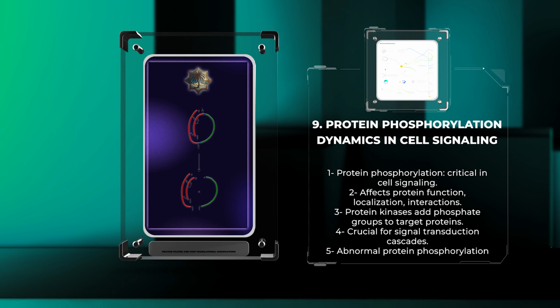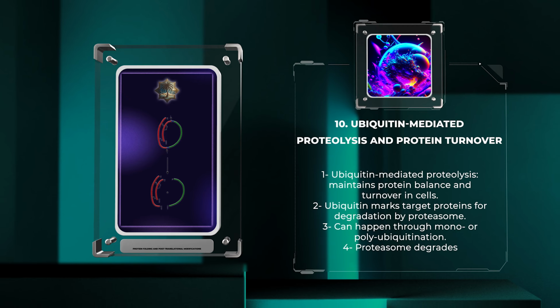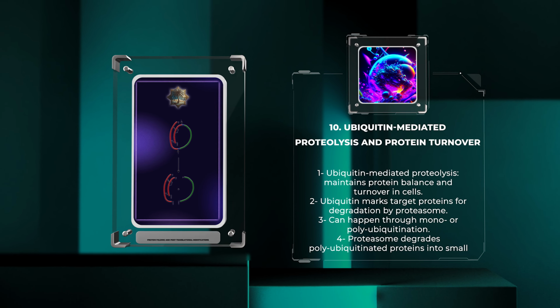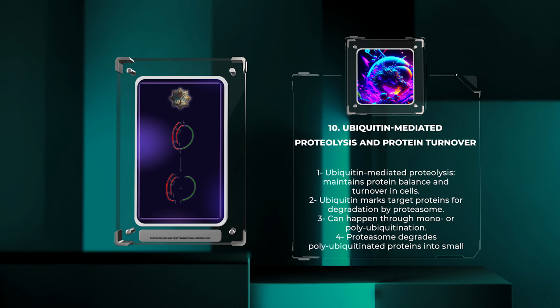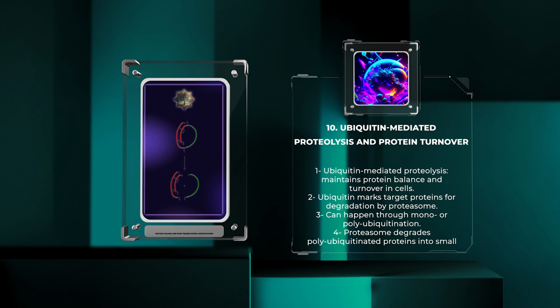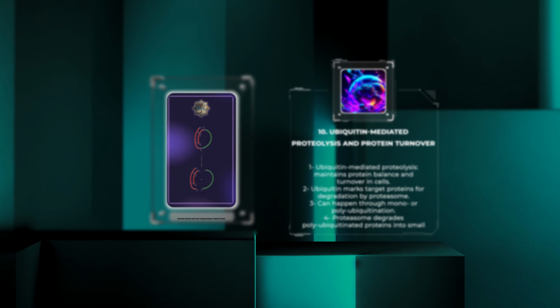for therapeutic interventions. Ubiquitin-mediated proteolysis is a crucial process for maintaining protein balance and turnover in cells. Ubiquitin gets attached to target proteins, marking them for degradation by the proteasome. This can happen through mono or polyubiquitination. The proteasome recognizes polyubiquitinated proteins and degrades them into small peptides. Proper protein turnover is essential for normal cell function, and dysregulation of this process can contribute to various diseases.